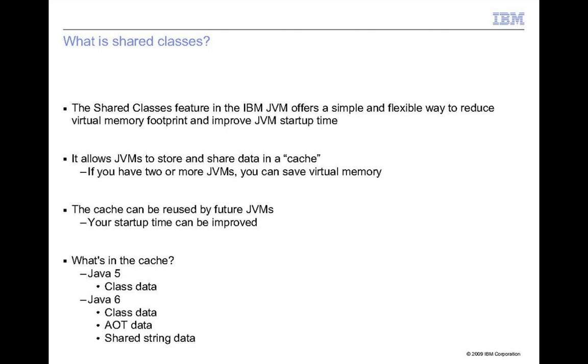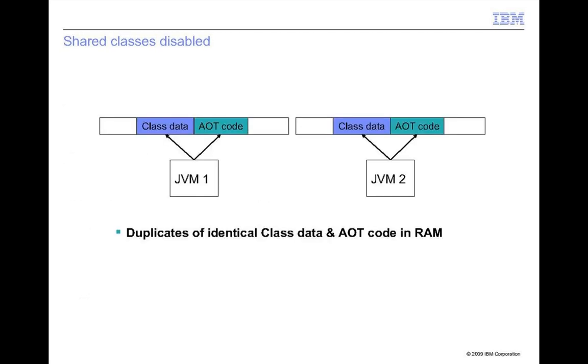So here's a simple picture of what the shared classes system would look like if it was turned off, so in a normal Java application. You can see that we've got two JVMs, JVM1 and JVM2, and each of them has their own copy of class data and AOT code. They're operating completely independently, and the result of that is that we have duplication in memory. The memory usage of the application will be higher than it would be if the two different types of data could be shared between the JVMs.